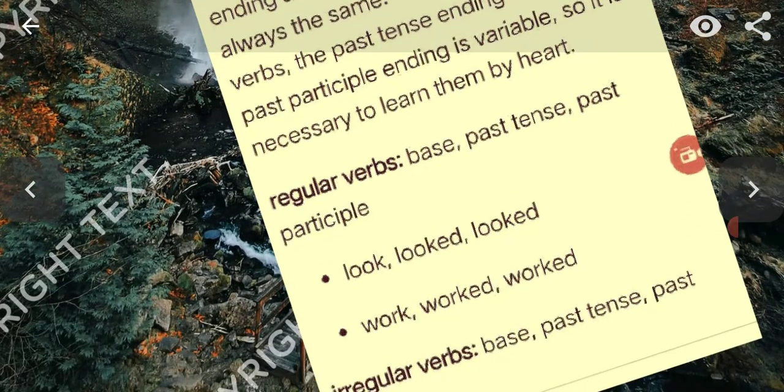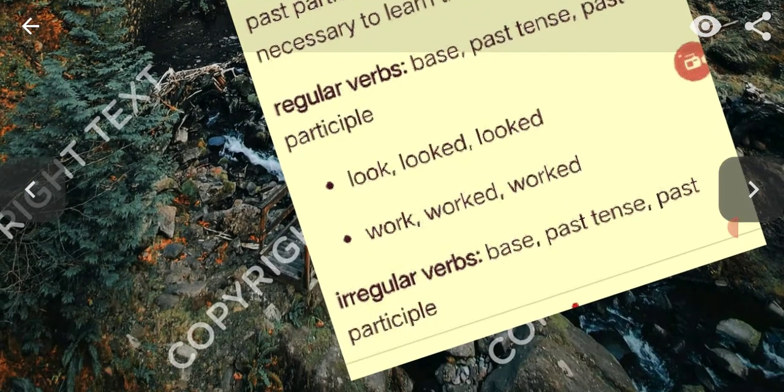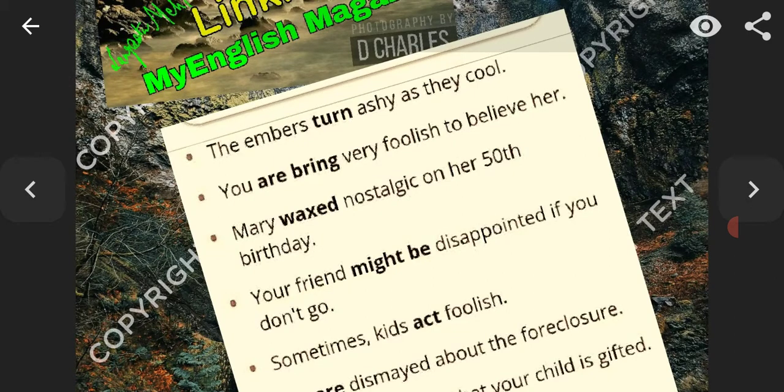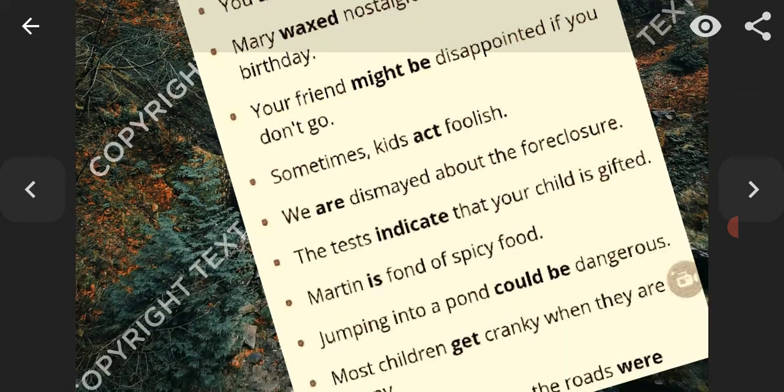Regular verbs. Base, past tense, past participle. Looked, looked, looked. Worked, worked, worked. Irregular verbs, base, past tense, past participle. Clear? The embers turn ashy as they cool. There are some examples for this.